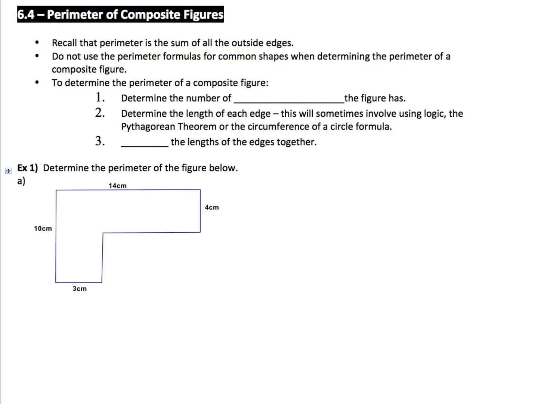Recall that perimeter is the sum of all the outside edges. Do not use perimeter formulas for common shapes when determining perimeter of a composite figure. So you can't use your formula sheet. That's not going to really help you. You're just adding up all the lengths of each side to figure out the perimeter of a composite area. So in order to actually determine the perimeter of a composite area, first you have to determine the number of outside edges it has.